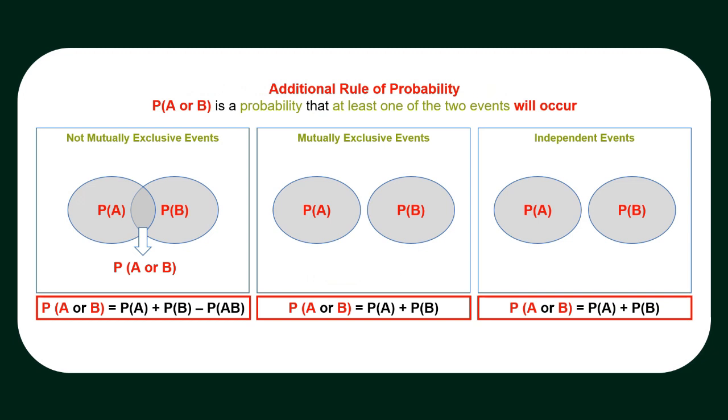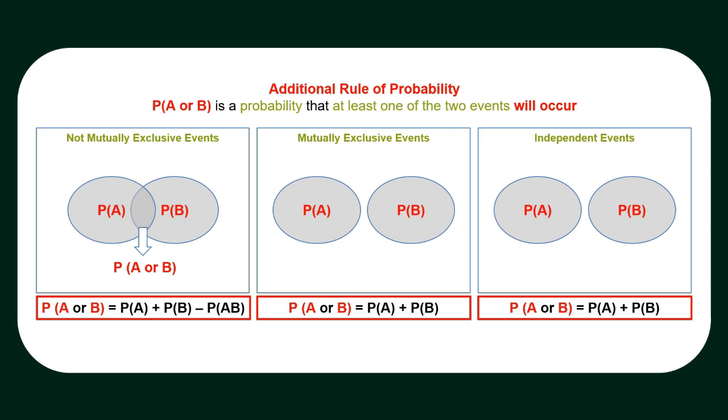In our last section, we will discuss additional probability, which is a probability that at least one of the two events will occur. In case of mutually exclusive event and independent event, additional probability, at least one of the two event A or B occur, is probability of event A plus probability of event B. In case of not mutually exclusive events, overlapping area is getting double counted. Therefore, we need to subtract joint probability of event A and event B, represented by P(AB).